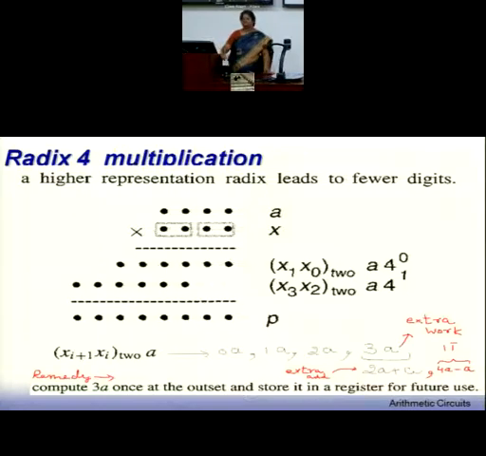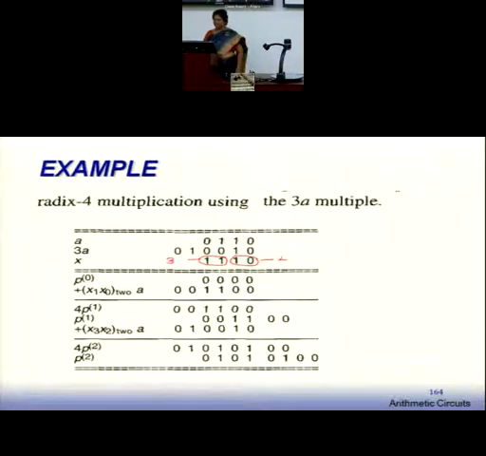So it will be better if there is no 3a at all. Then it's only multiplicand or a shifted multiplicand. That's all. Multiplicand or a shifted multiplicand. So we should not go for extra addition or extra work that is required. So what can be done?